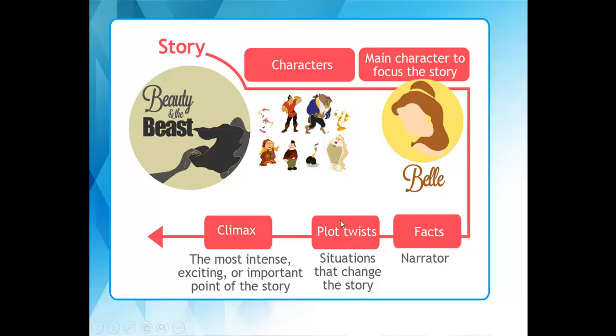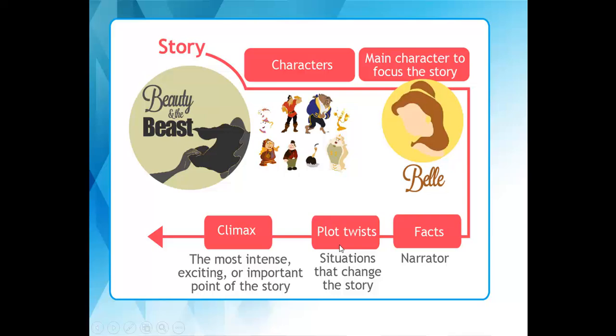Here, you will have an exercise. I'm going to be grading the exercise of this question, okay? The question is: in the example of Beauty and the Beast, what could be the plot twists?